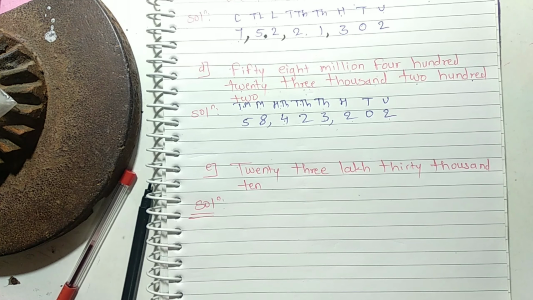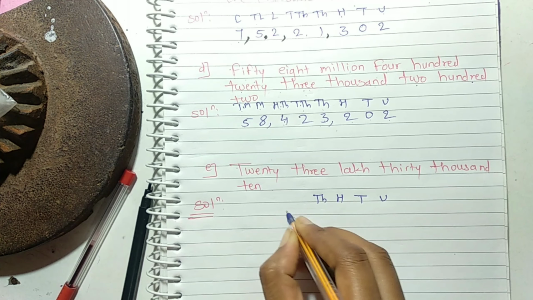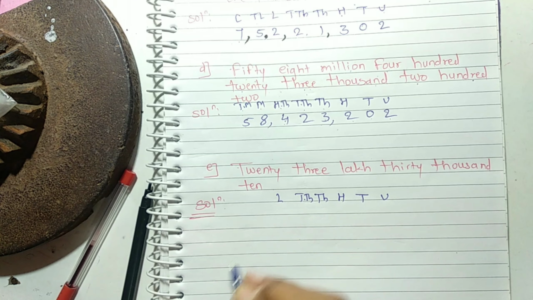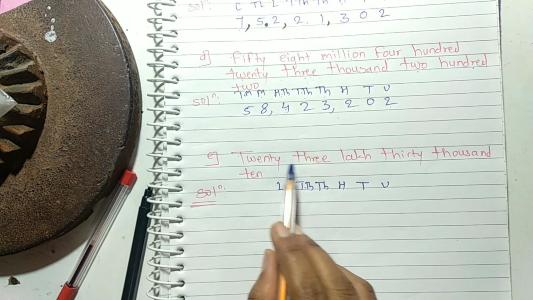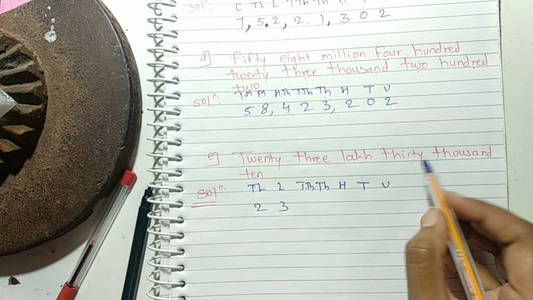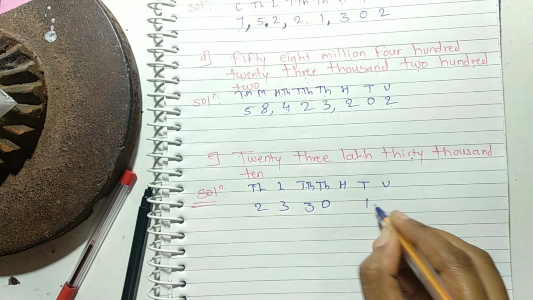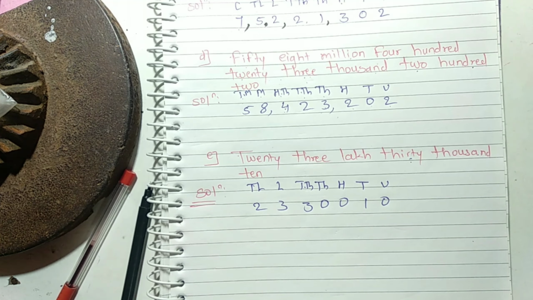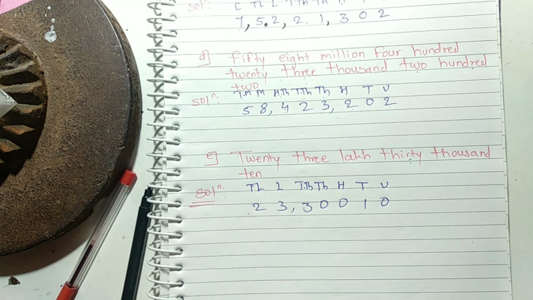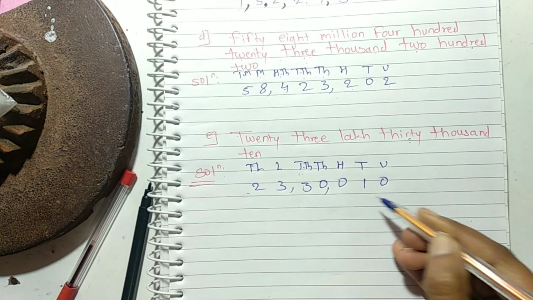Next example is 23 lakh 30,010. Again write down unit, tens, hundred, thousand, 10,000, lakh, up to lakh only. Here given 23 lakh, which means 10 lakh. 23 lakh 30,000 and 10, which means 100 places, put 0 here. Now 23 lakh and 30,000 and 10.